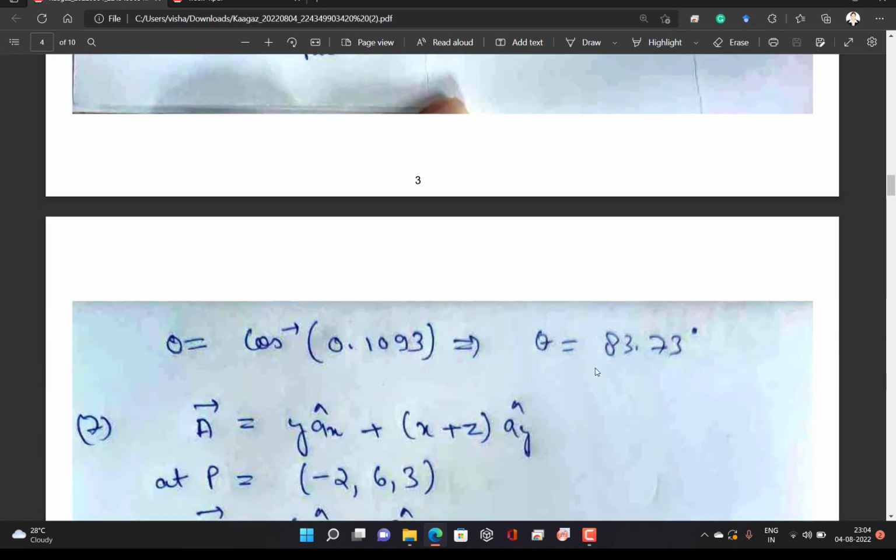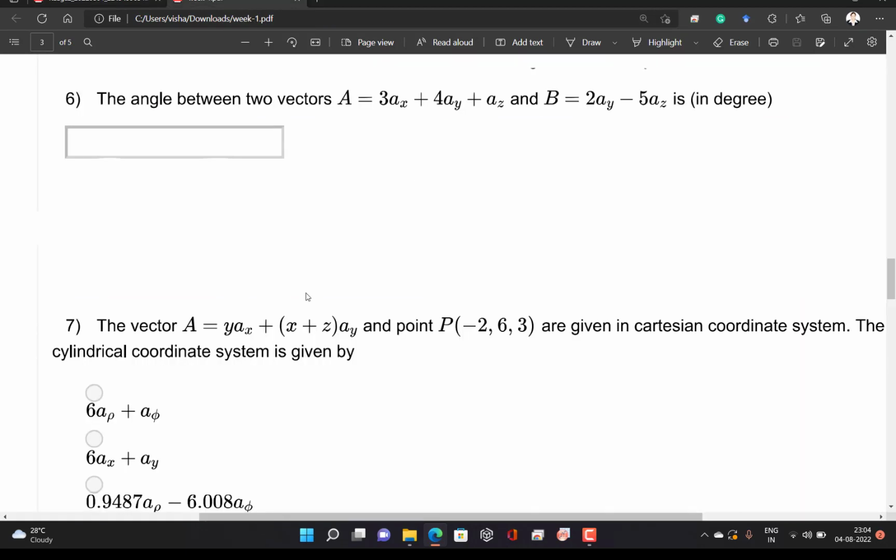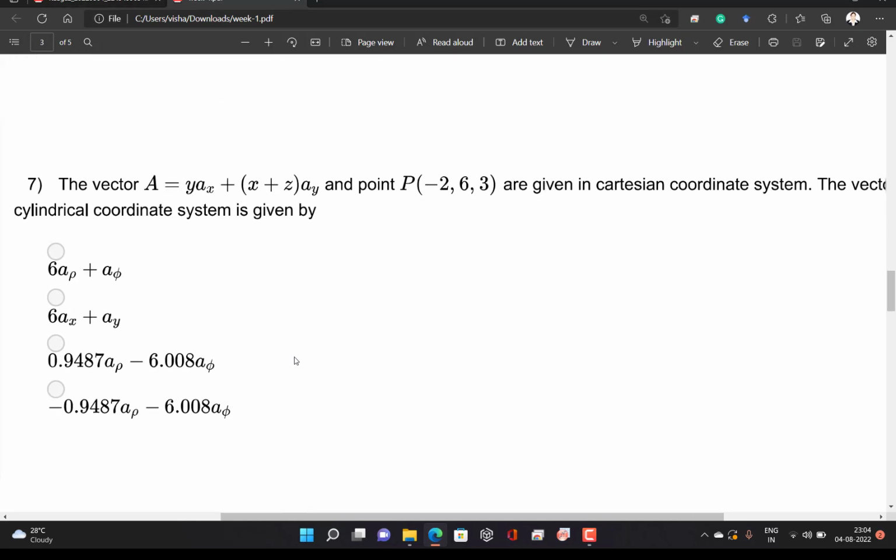So let's do the inverse of cos so that we find out theta here. Theta will be equal to 83.73 degrees. The question asks for the angle in degrees, so the answer will be 83.73 degrees. Okay.